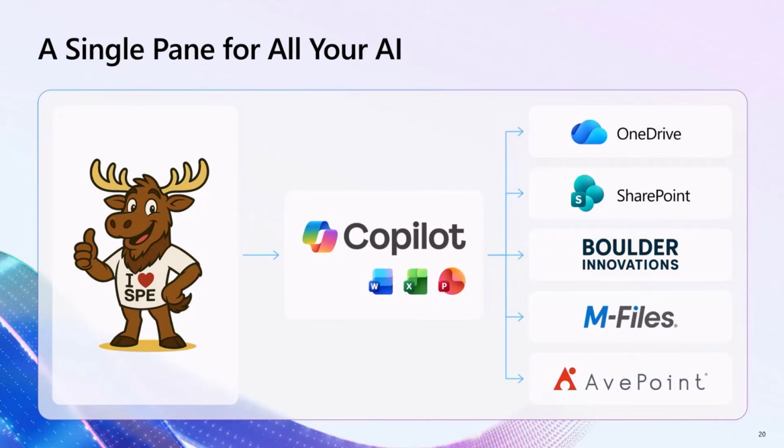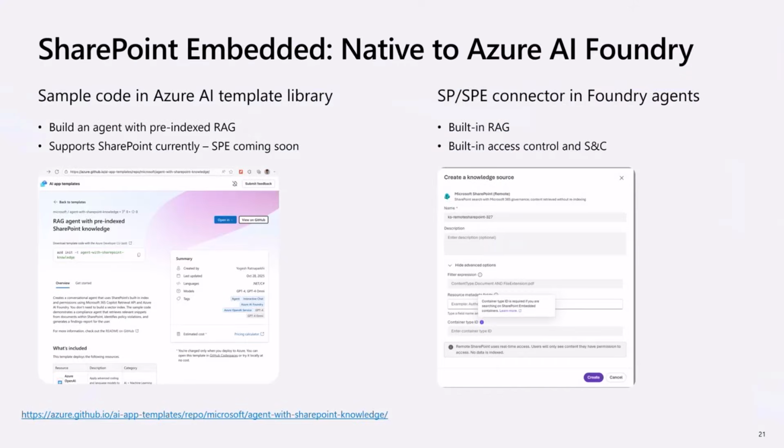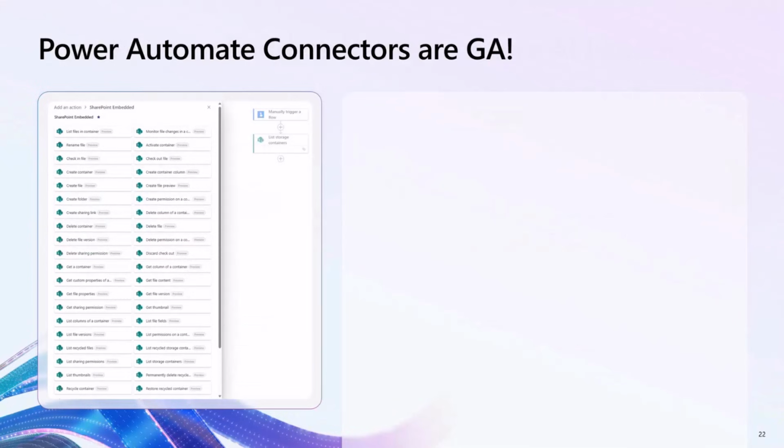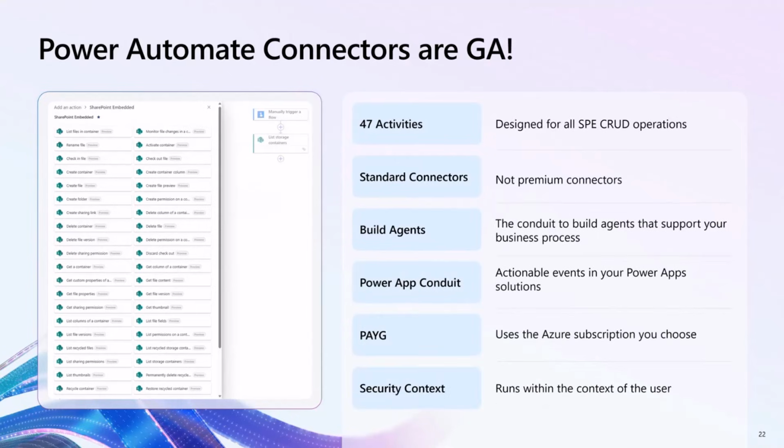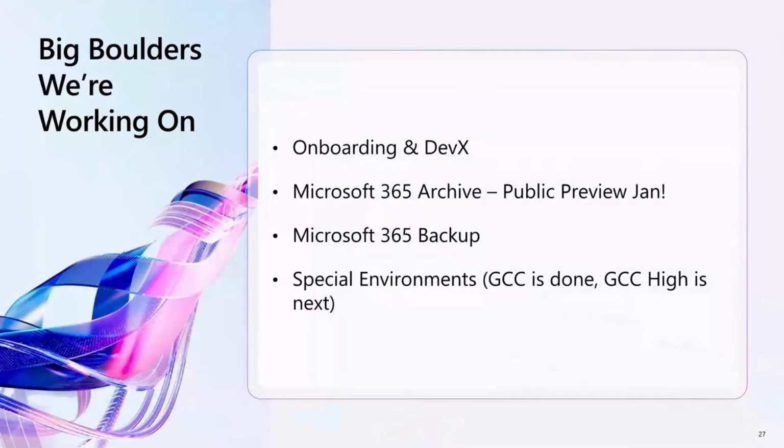And SharePoint Embedded is a great way to do this for apps which are not part of your core app system. Okay, we have a bunch of stuff coming in Azure AI Foundry, but we're about out of time, so I'm not going to go in deep. Watch for this. It's super cool if you're an Azure AI developer. Our Power Automate connectors are going to be GA either a little bit later this month or first thing in January. We have 47 different activities. It's pretty super cool. And then we are working on a bunch of big boulders.